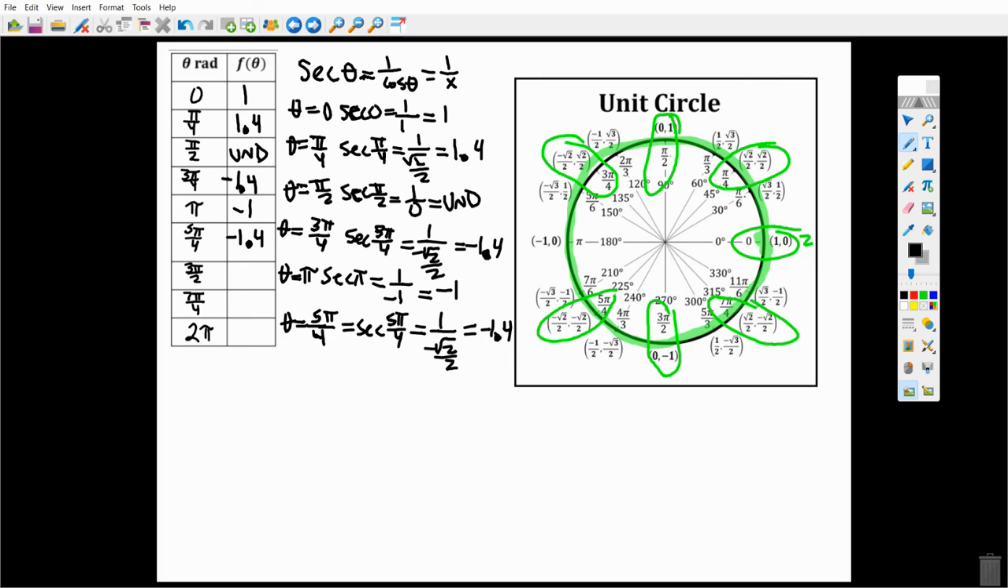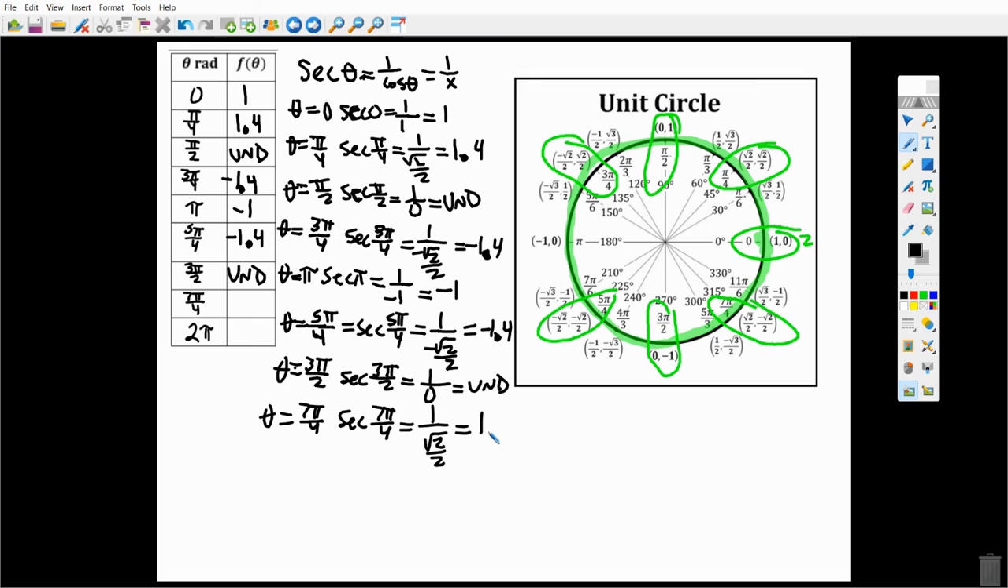And then we have theta equals 3 pi over 2. So that's secant of 3 pi over 2, which ends up being 1 over the x value, which is 0, so that's undefined. Two more. If theta equals 7 pi over 4, secant of 7 pi over 4 is 1 over the x value, which is radical 2 over 2, which is positive 1.4.